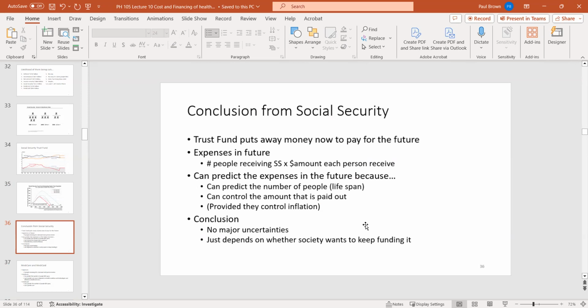So they can pretty easily go through and figure out how much money they think they're going to need for the Social Security Trust Fund, and how much they have to take out in taxes. And if it turns out that they're not taking out enough in taxes, then they just raise the amount that they take out. So the conclusion from this is that Social Security is not much of an issue, not that much of a problem. If you have things to worry about in life, don't let Social Security be one of them.